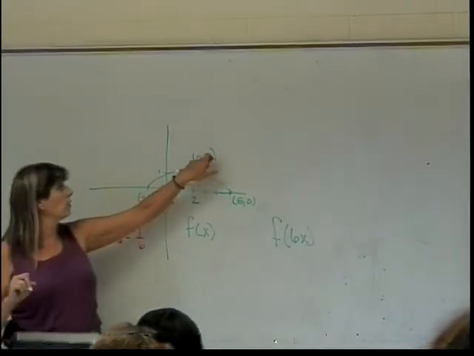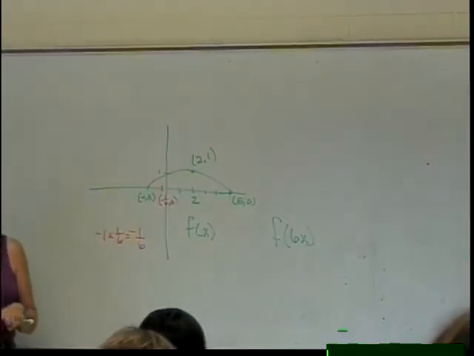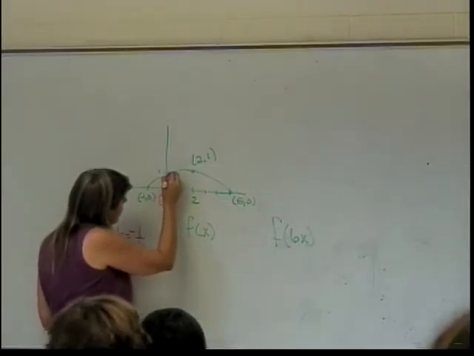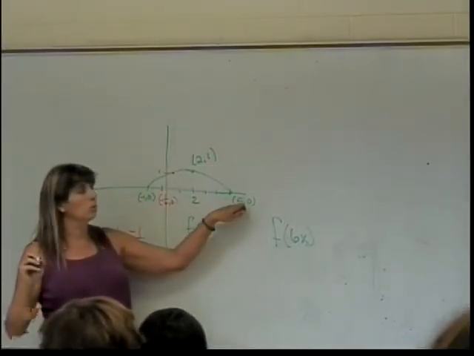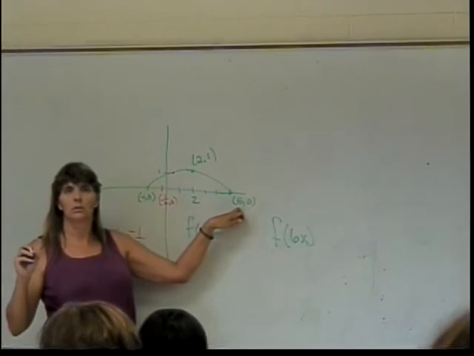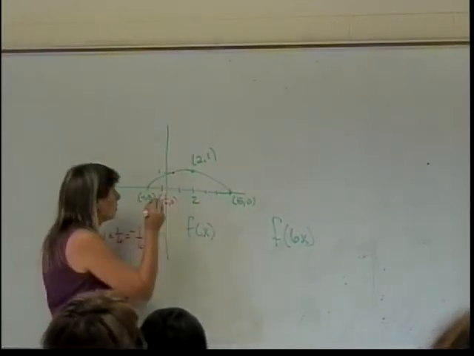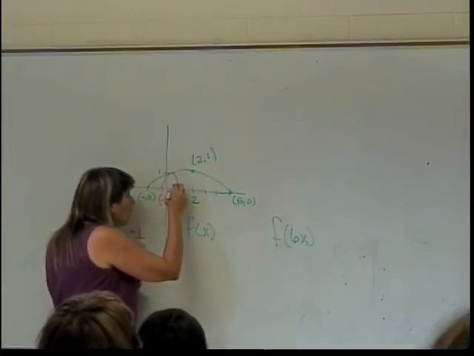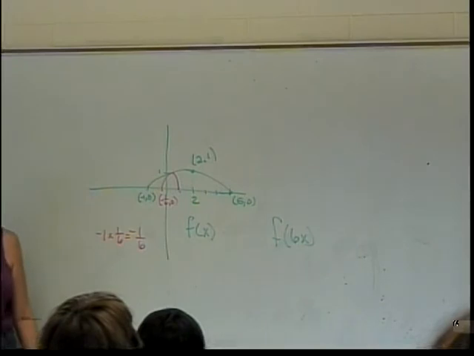And then what would I do to this point? It would be 2/6. Should be 3. Which is about right there. And then where's this one going to go? Is it 6? 5/6, which is about right there. And so my new whole graph is going to be about that big.